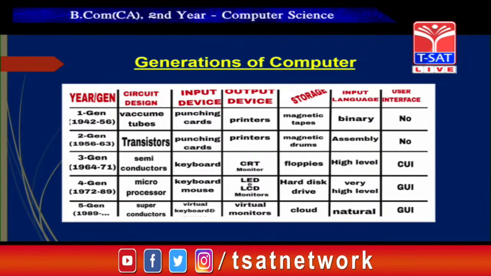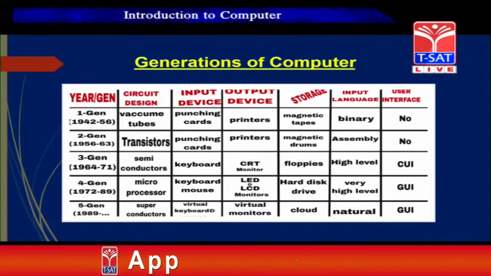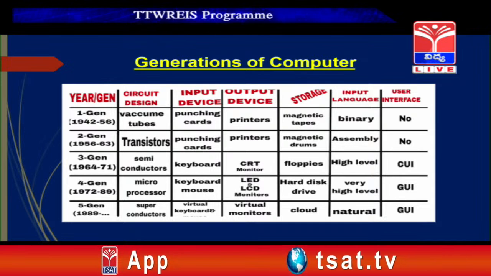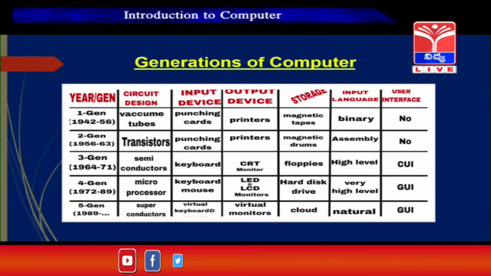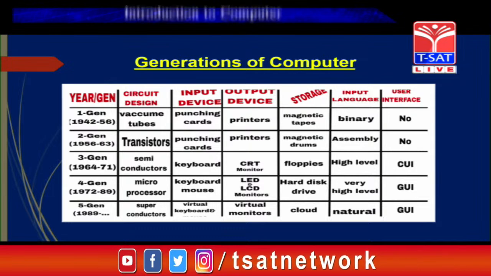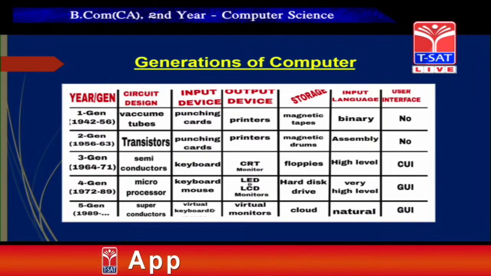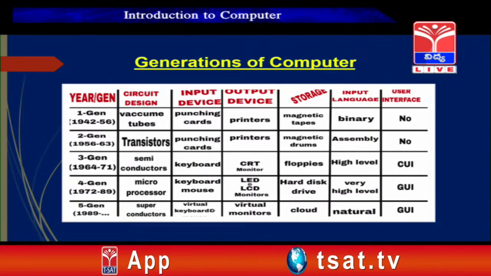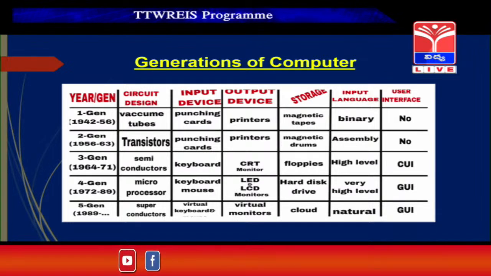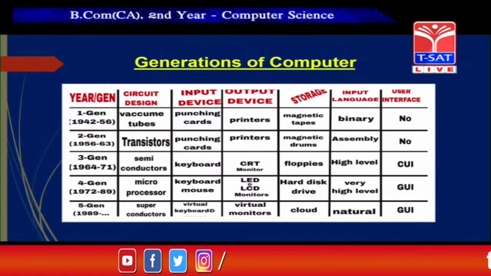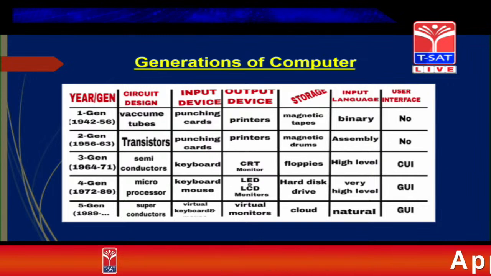Here, the device that is useful to store data in a permanent manner is called secondary storage. That device was the magnetic tape. In first generation computers, we used magnetic tapes as the secondary storage device. And binary language is the input language. In first generation computers, we used binary language, in the form of ones and zeros, to pass any input to a computer. I have repeated that so many times, and there is no user interface in the first generation computer. So this is about the first generation computer.